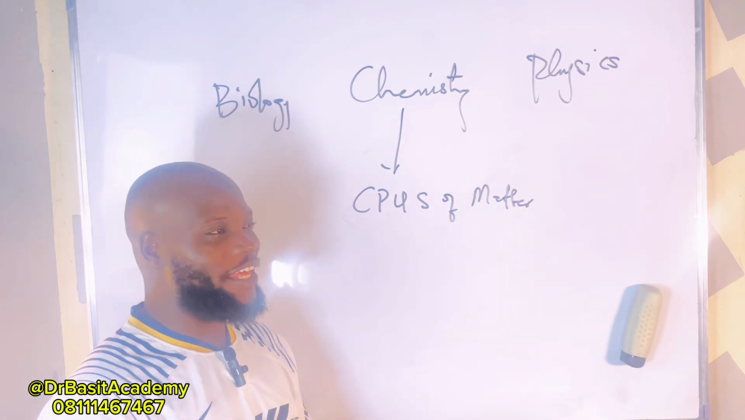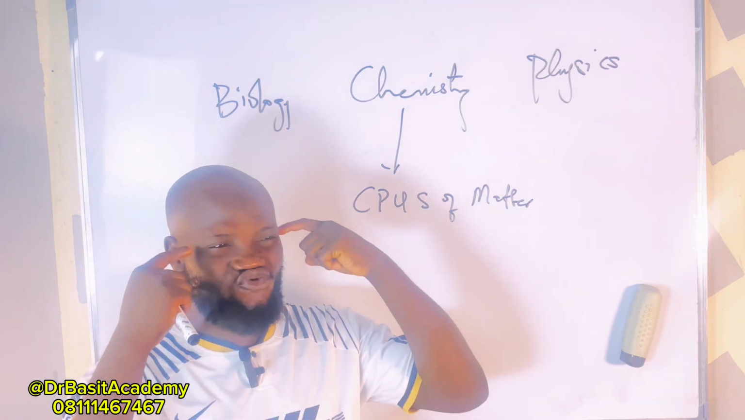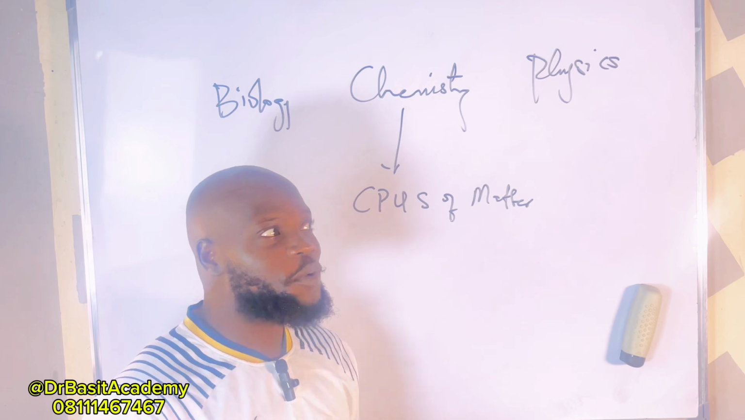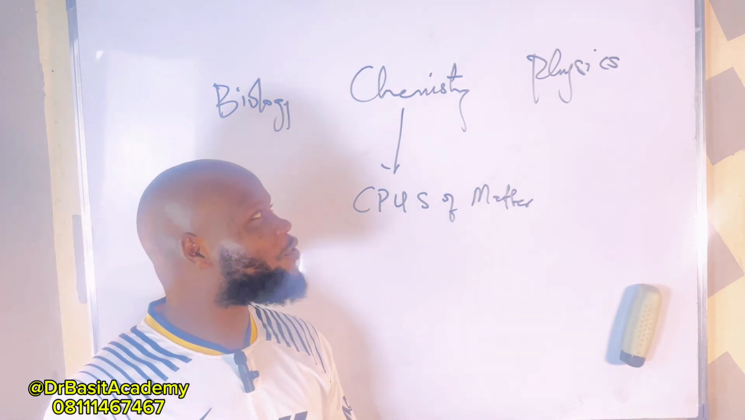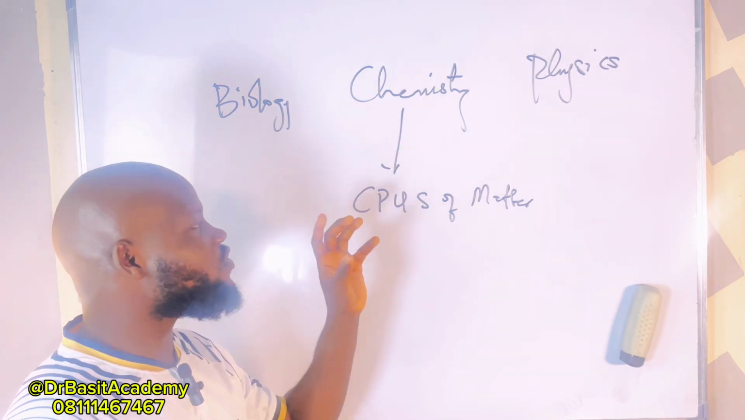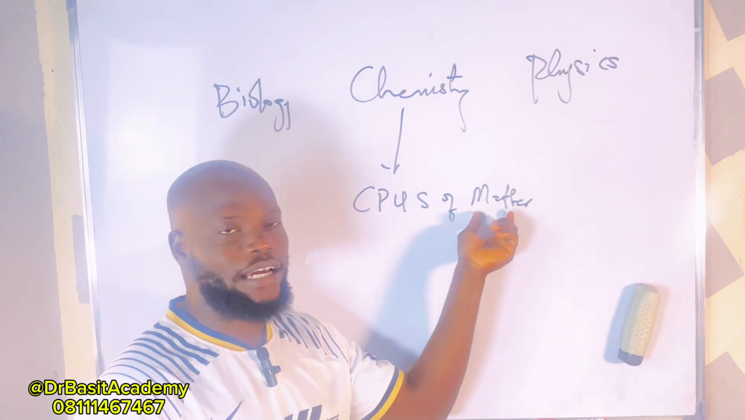That's quite simple. So in our academy, this is what we do. We give you abbreviations that will make you remember what you've read. So CPUS of matter. If you can remember CPUS, then it won't be difficult for you to know the definition of chemistry. Chemistry is the study of composition, properties, uses, and structure of matter.